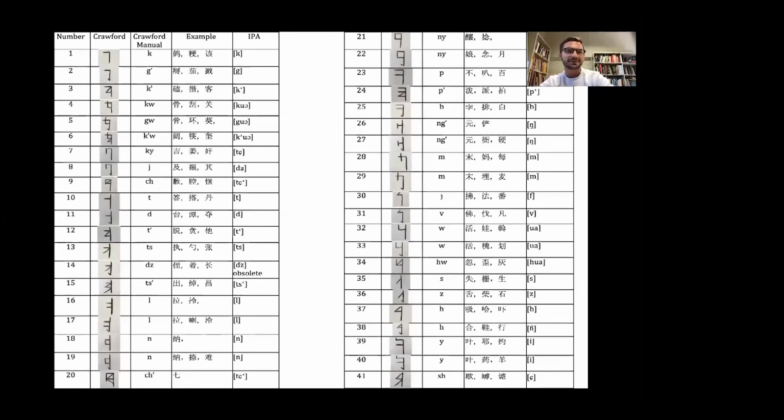So here's a graph of this. You'll have the number, and then the Crawford symbol, and then the Latin letter that was from the manual, and then a few examples of possible pronunciation with Chinese characters, and then what I have given it as sort of a modern International Phonetic Alphabet equivalent.